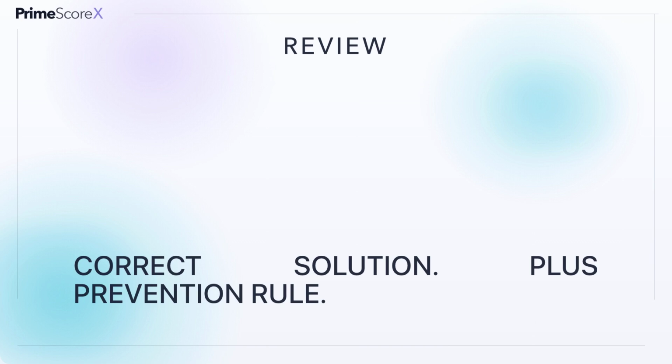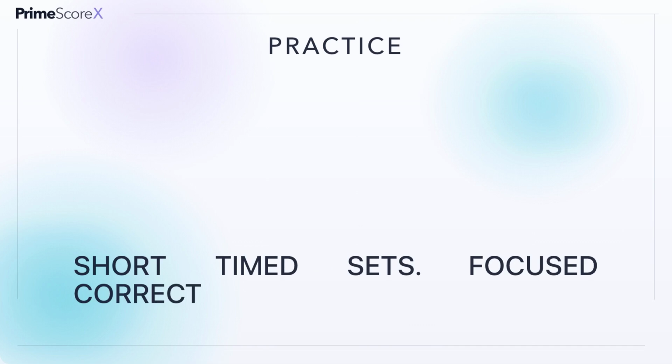After each missed question, write 2 things. First, write the correct solution path in a clean line. Second, write 1 prevention rule. For example, convert units before solving, underline the final target, keep negative signs visible, or estimate before using the calculator. This turns a mistake into a practical strategy.